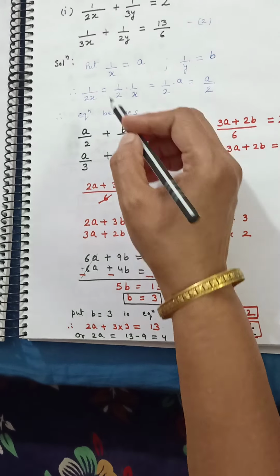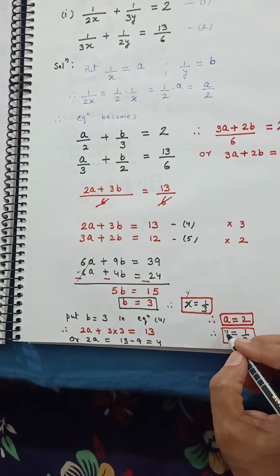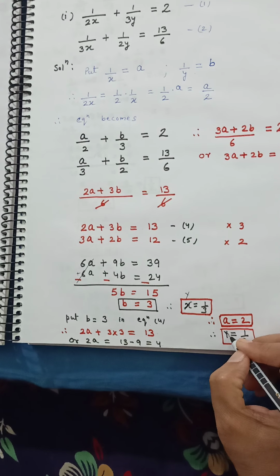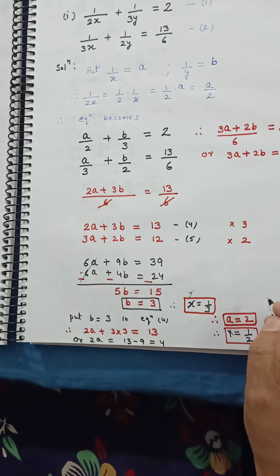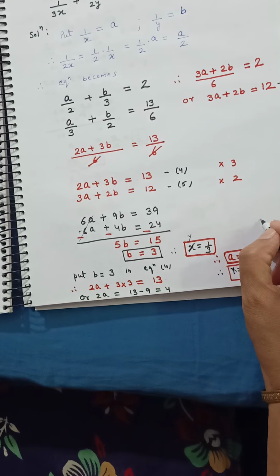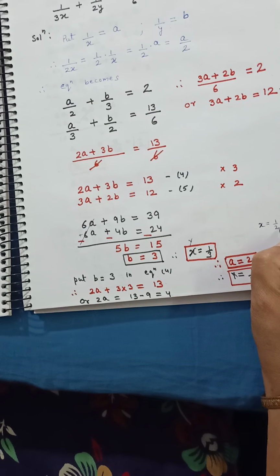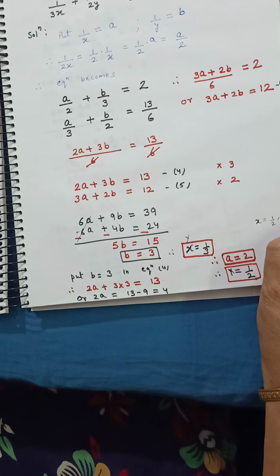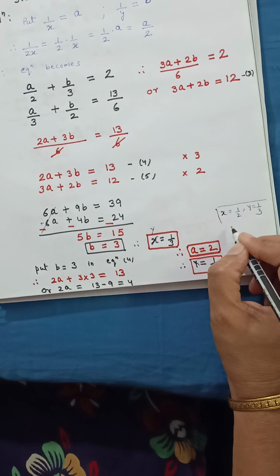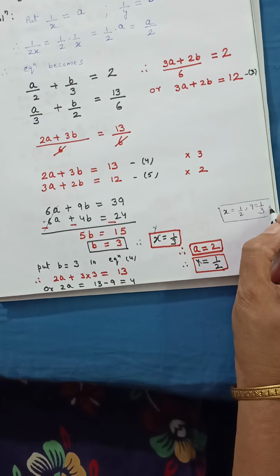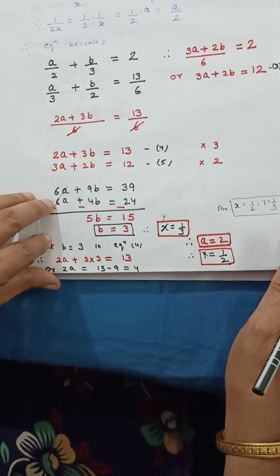Now what was the a? A was 1 upon x is equal to a. So just reciprocal of it, you will be getting x is equal to 1 upon 2. So finally you got the answer as x is equal to 1 upon 2 and y is equal to 1 upon 3. Hope you are clear for this answer. So that was your question number 1, first part.